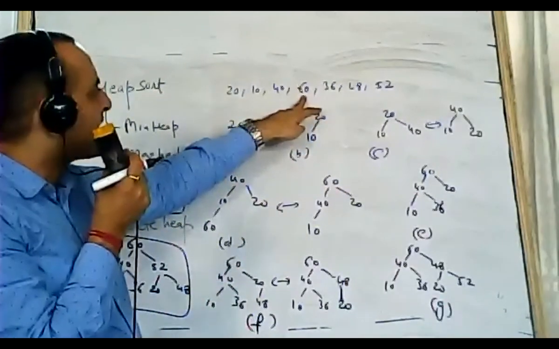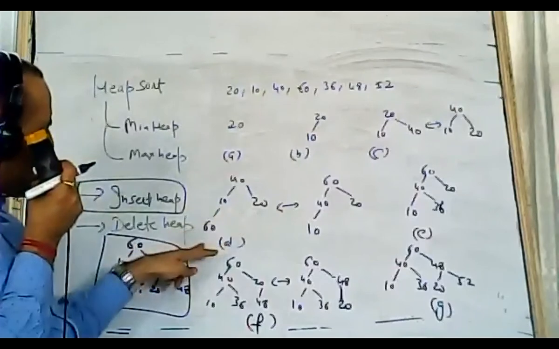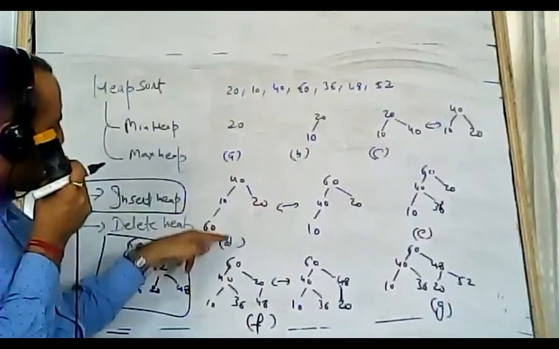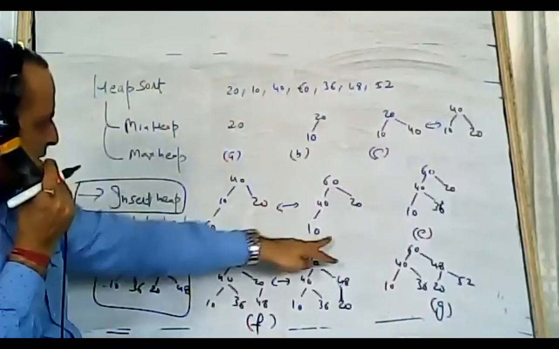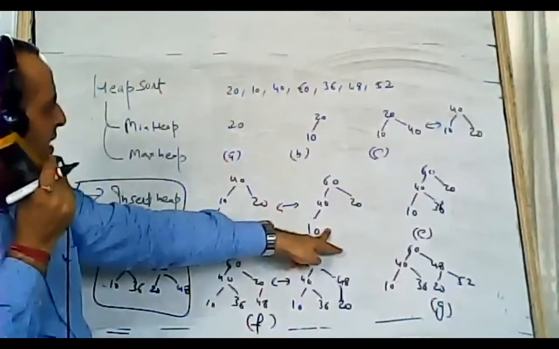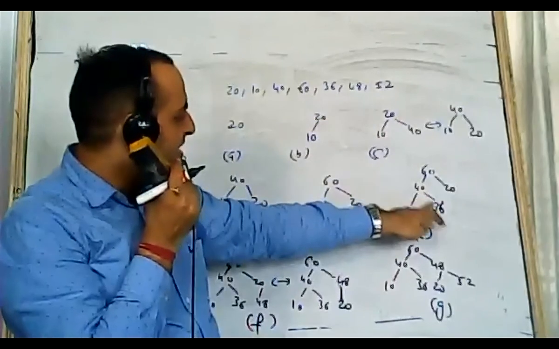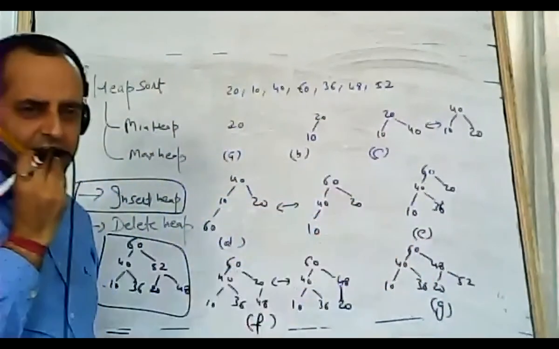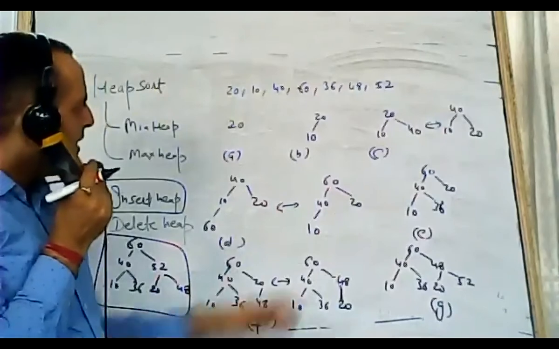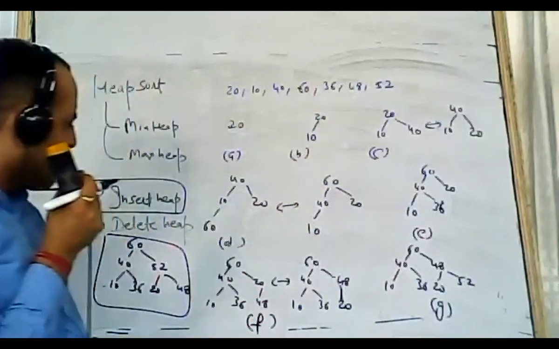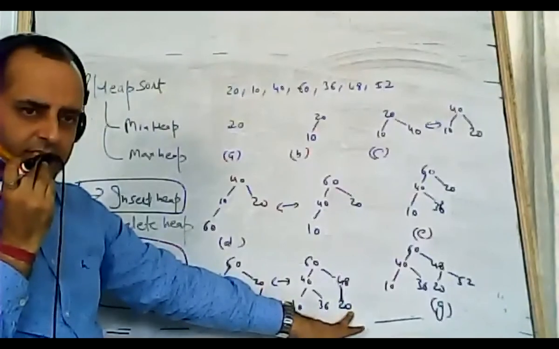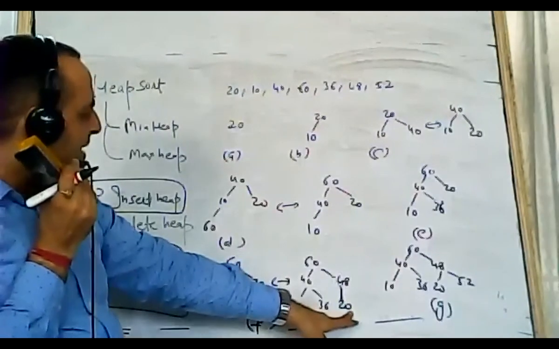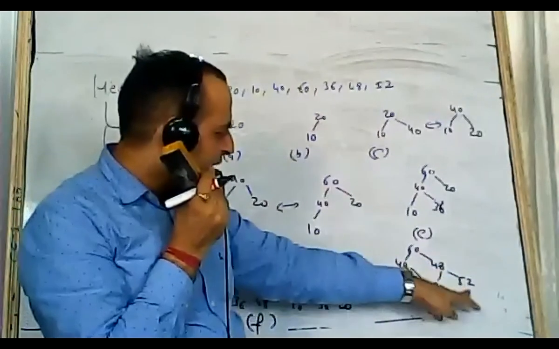Yes, so next element, sir, is 60. So when I attach 60 here, 60 will move here, 10 will move here, 60 will move here, 40 will come here. Yes, sir. Next is 36. 36 is less than 40, so there will be no change. Okay. Next is 48. 48 यहाँ लगेगा, 48 ऊपर चला जाएगा, 20 नीचे आ जाएगा. And next element I have is 52. 52 will come here, 48 will come here.